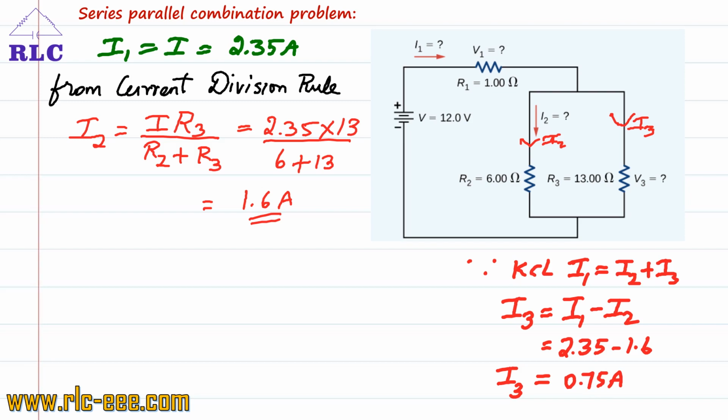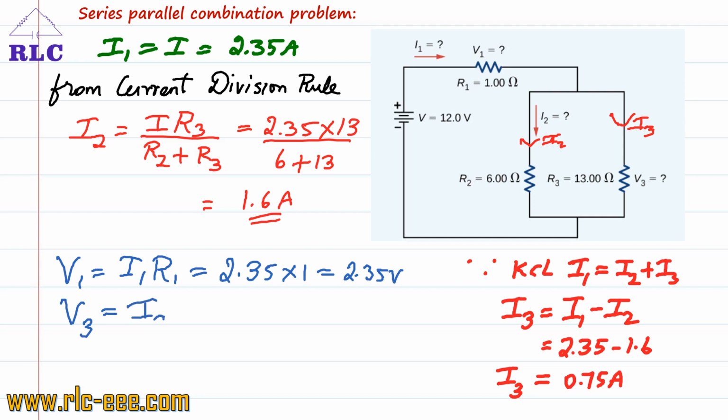Now we need to find the value of V1 and V3. According to Ohm's law, V is equal to I into R. So V1 is equal to I1 into R1. Substitute: 2.35 into R1 is 1, that is 2.35 volts. V3 is equal to I3 into R3, where I3 value is 0.75, into 13, we will get it as 9.75 volts, right?